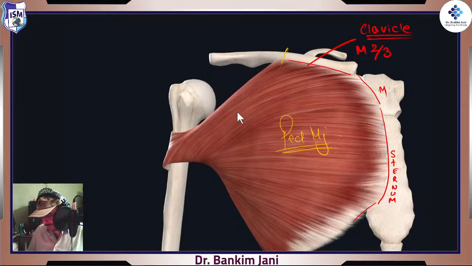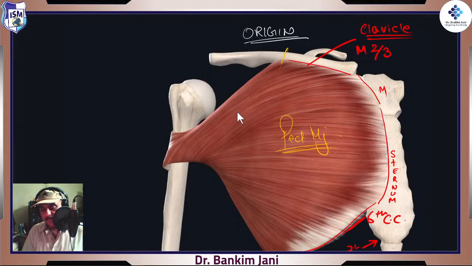And then it is going towards those costal cartilages, right? Here was the 7th, so here it would be roughly around the 6th costal cartilage, right? That's where it originates. So this is what is called the origin of pectoralis major. So that's the pectoralis major and its origin.